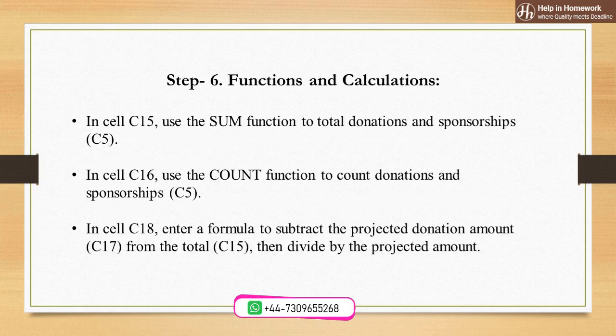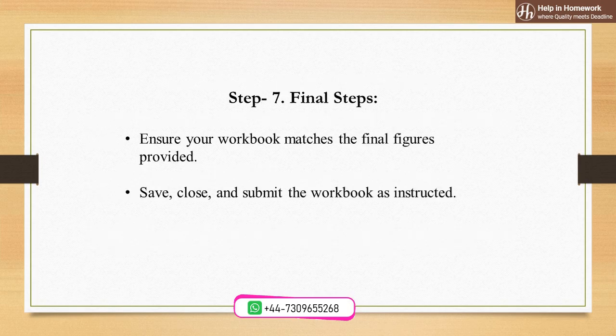Step 6. Functions and calculations. In cell C15, use the SUM function to total donations and sponsorships, C5. In cell C16, use the COUNT function to count donations and sponsorships, C5. In cell C18, enter a formula to subtract the projected donation amount, C17, from the total, C15, then divide by the projected amount.